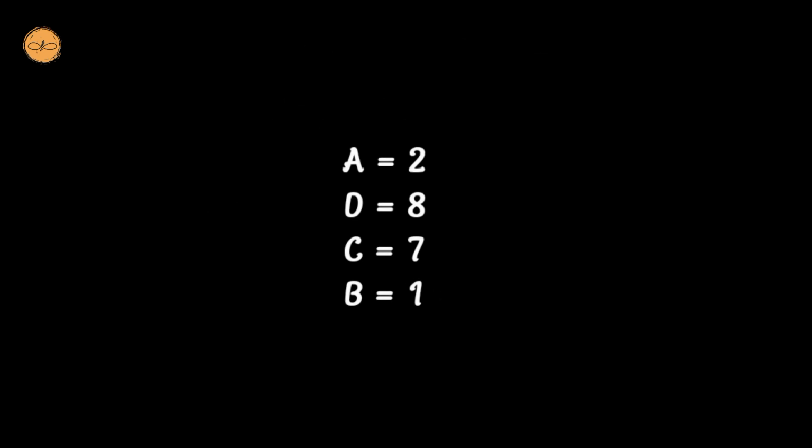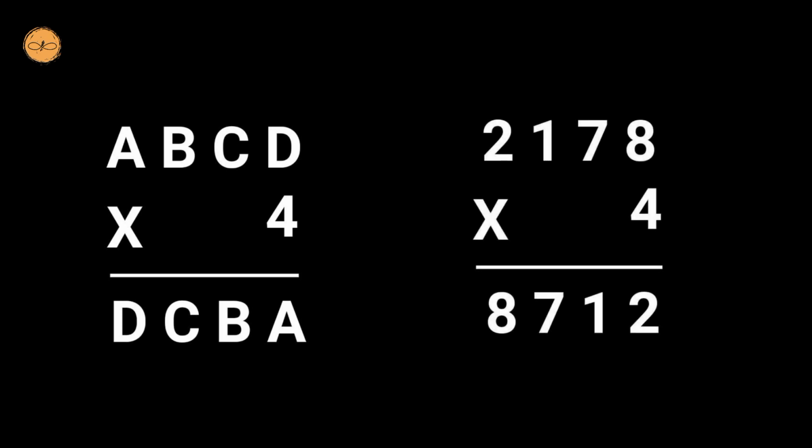So we figured it out. A is equal to 2, D is equal to 8, C is equal to 7, and B is equal to 1. We'll just go ahead and substitute this into our original puzzle, and we do in fact verify this is a solution. 2178 times 4 is equal to 8712.